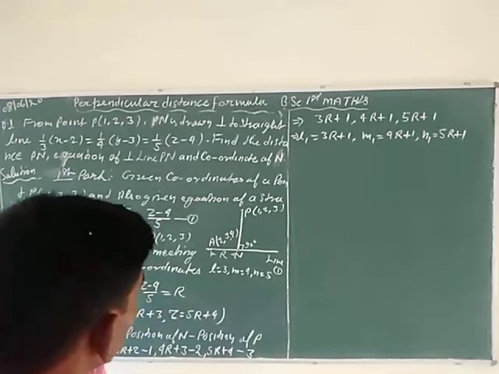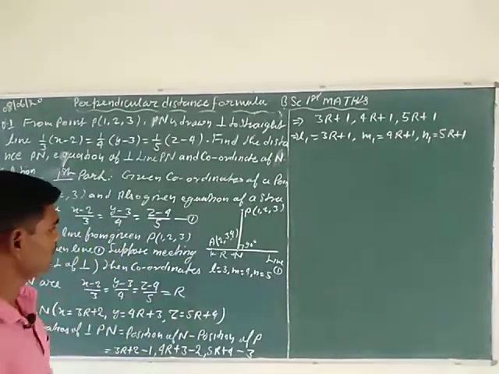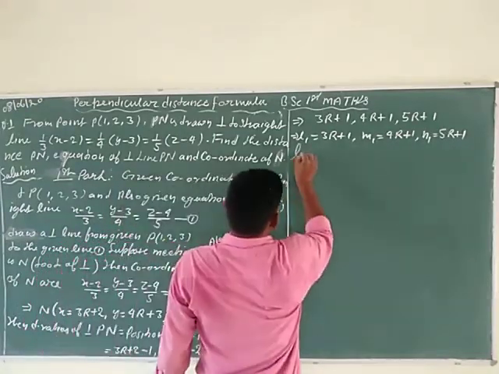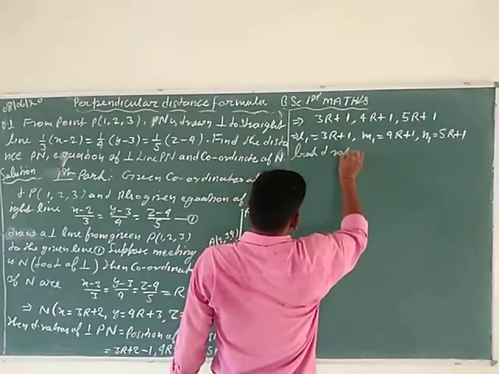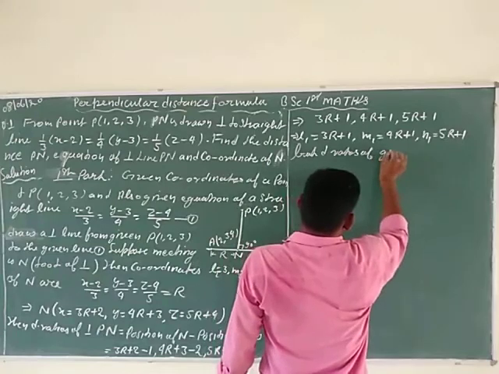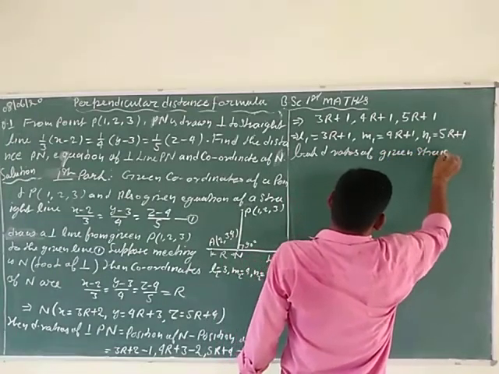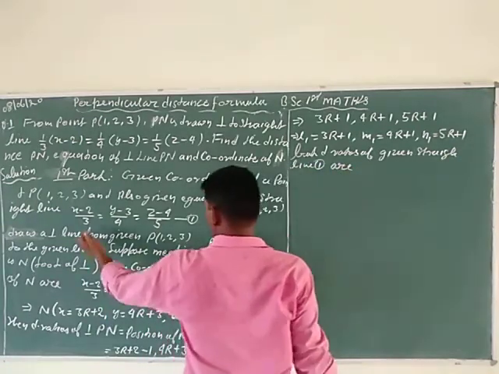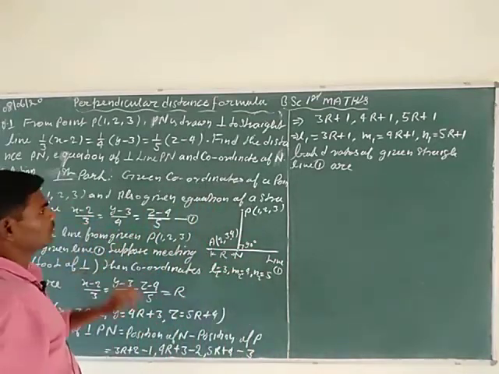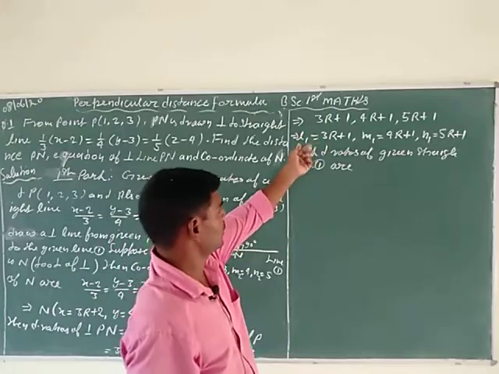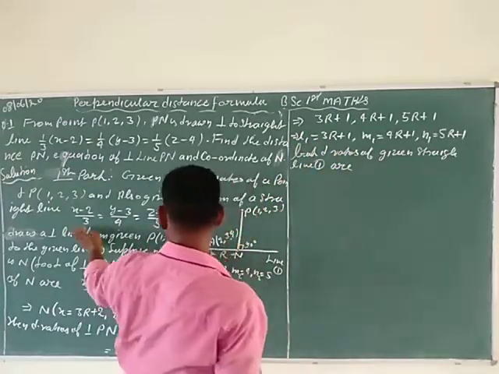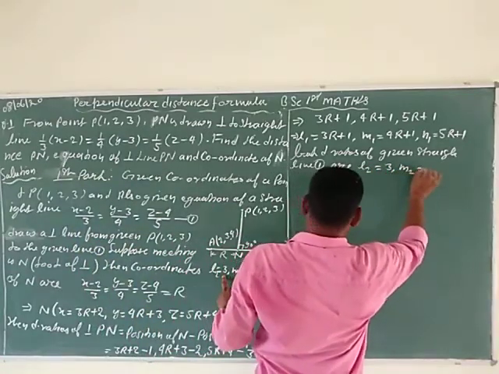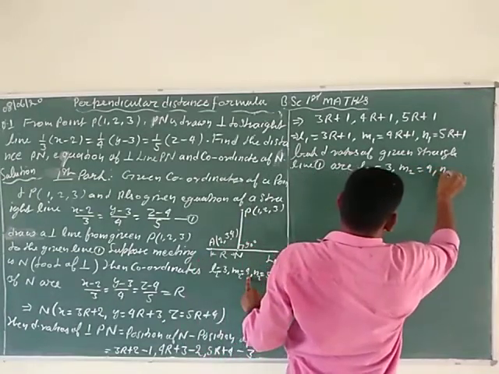And from the first equation, the direction ratios of the given straight line are denoted by l2, m2, n2, because we already used l1, m1, n1 for the other line. So l2 is equal to 3, m2 is equal to 4 and n2 is equal to 5.